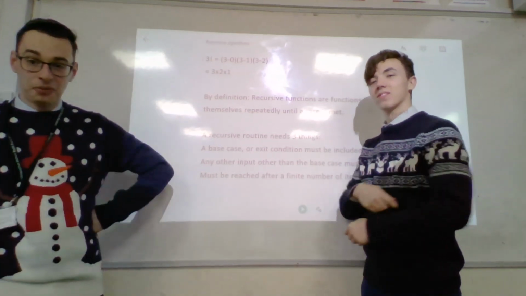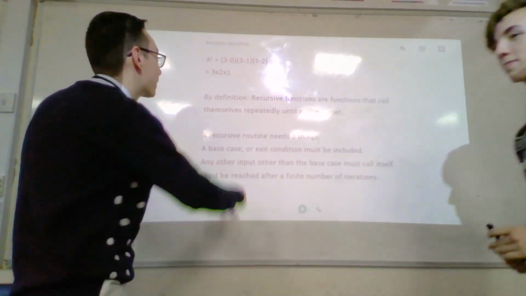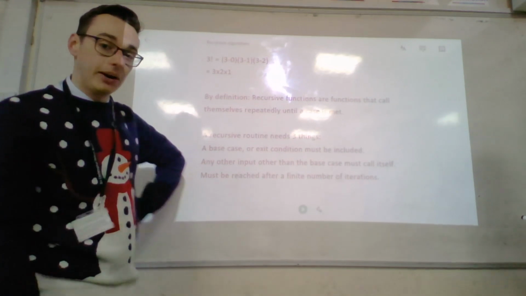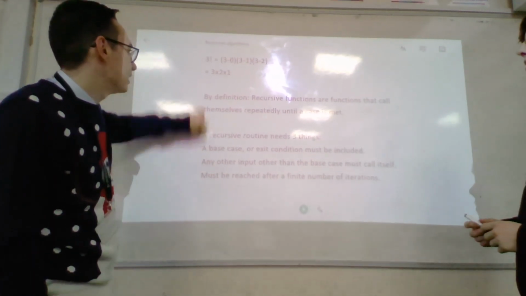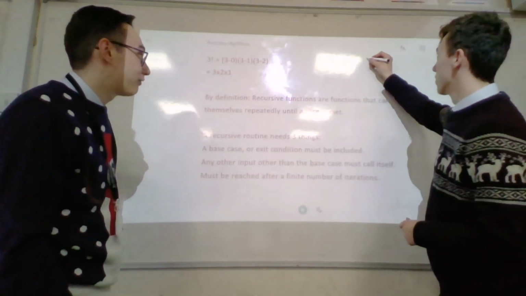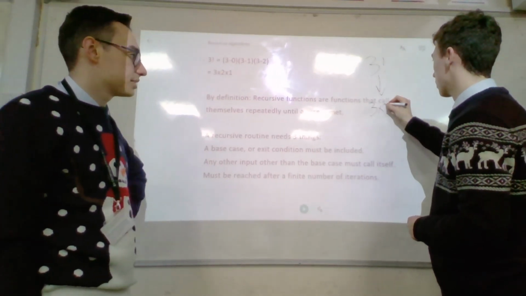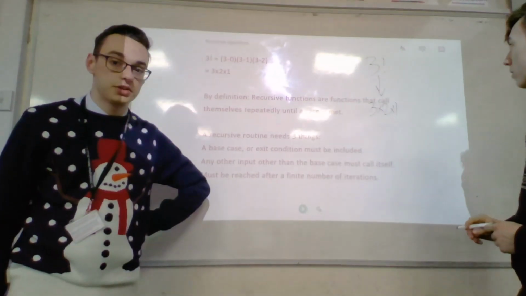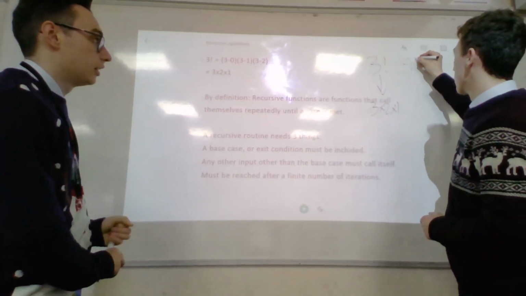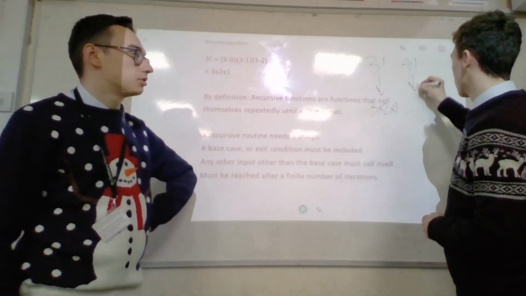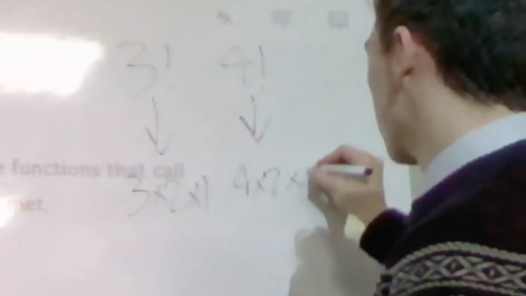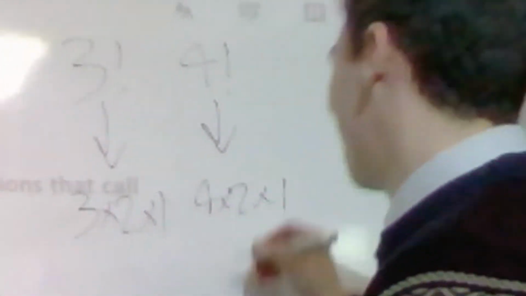Today we're learning about recursive algorithms. One example of a recursive algorithm is the factorial. A factorial is a multiplication of every number and the numbers less than that number until it reaches 1. 3 factorial is 3 times 2 times 1. 4 factorial is 4 times 3 times 2 times 1.